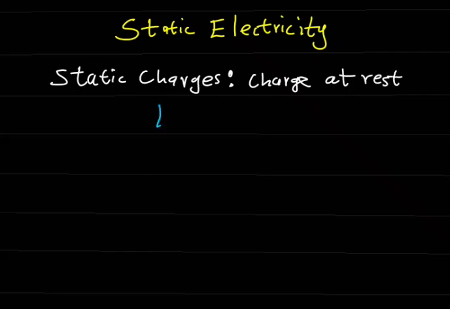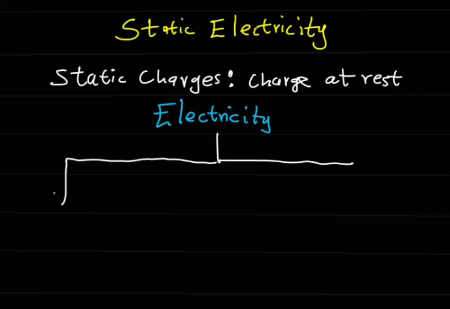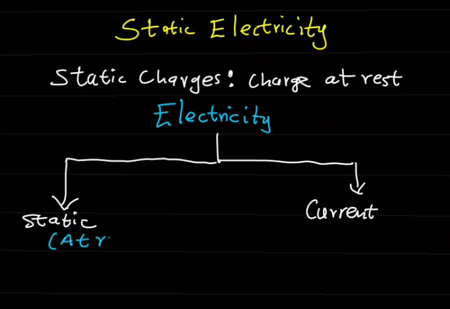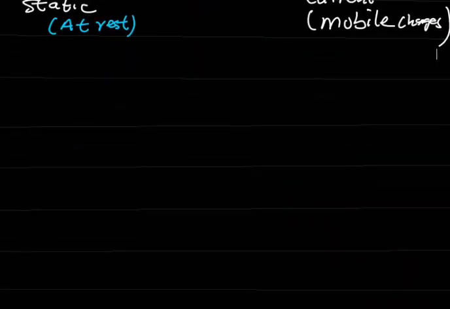Electricity generally is divided into two types. One form is the one that we are learning, which is static electricity, while the other form, which we are going to study later, is current electricity. The difference is that for static electricity, the charge is at rest, while current electricity deals with mobile charges. Please take note of the difference.